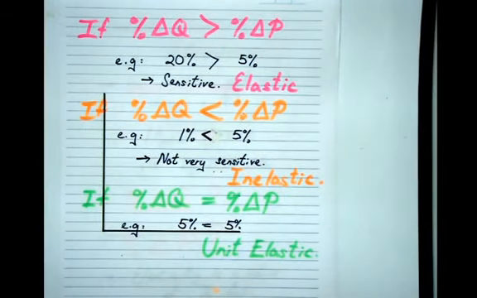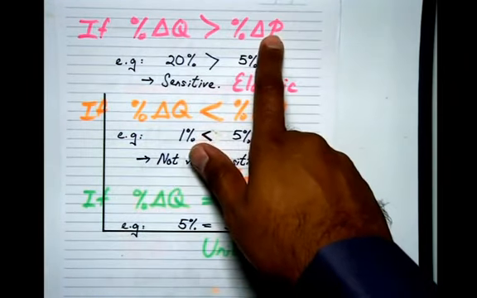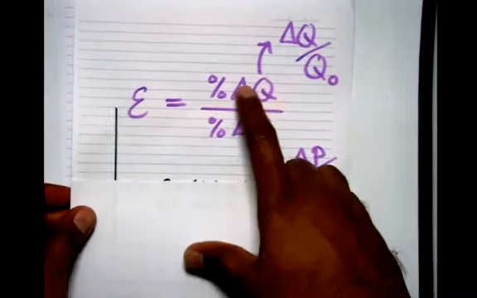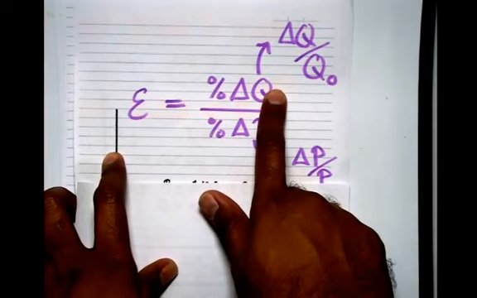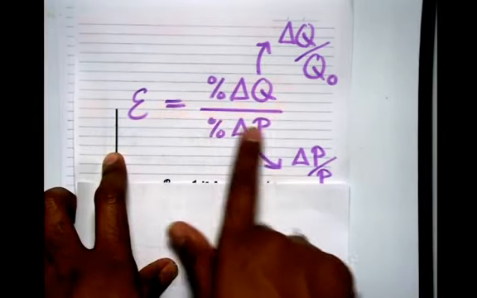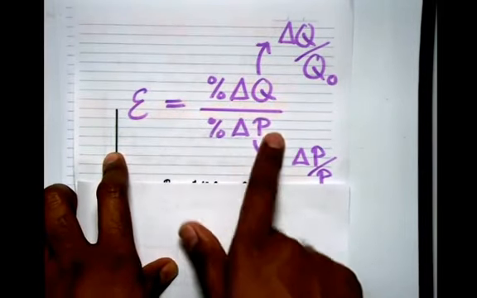If something is elastic, what is greater? The percentage change in quantity or the percentage change in price? If something is elastic, the percentage change in quantity is larger than the percentage change in price. So that means the number on top is larger than the number on the bottom. Do you agree with that? If something is elastic, the numerator is greater than the denominator.